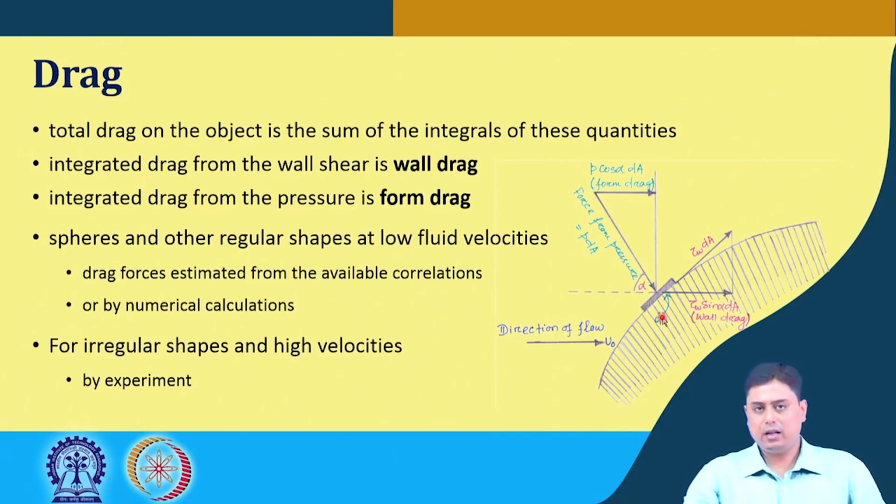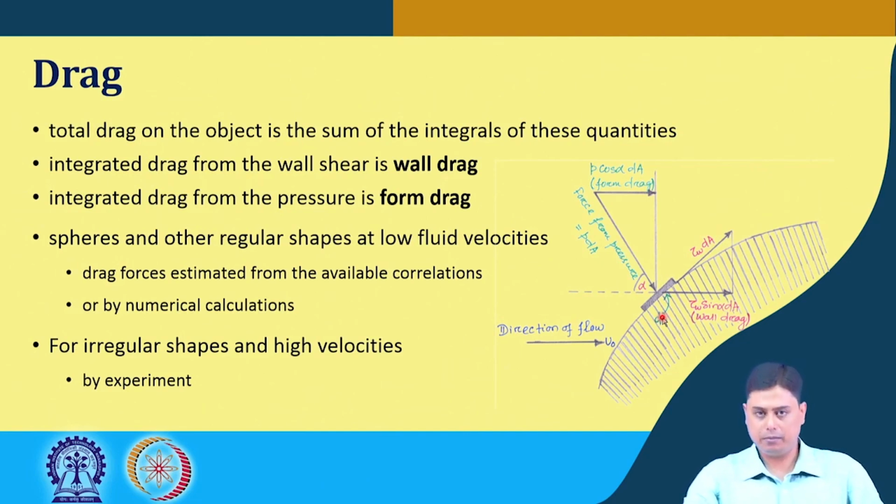Now for spheres and other regular shapes at low liquid velocity, regular shapes meaning cubic shape, cylindrical shape, such objects or particles at low fluid velocities, the drag forces can typically be estimated by well substantiated correlations that researchers have already developed through several experiments and numerical or theoretical calculations.